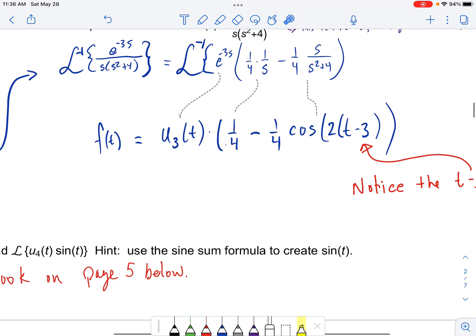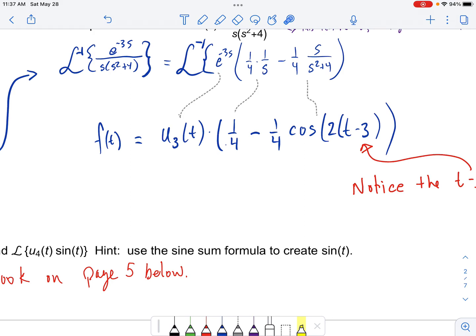So finally, I can see that we'll have the inverse Laplace of e to the negative 3s will produce our unit step function of u sub 3 of t times, let's see, this first piece is just a quarter. It's a constant, so that just goes to a quarter. And then the second piece is minus a quarter times s over s squared plus 4. We recognize that as a cosine of 2t.